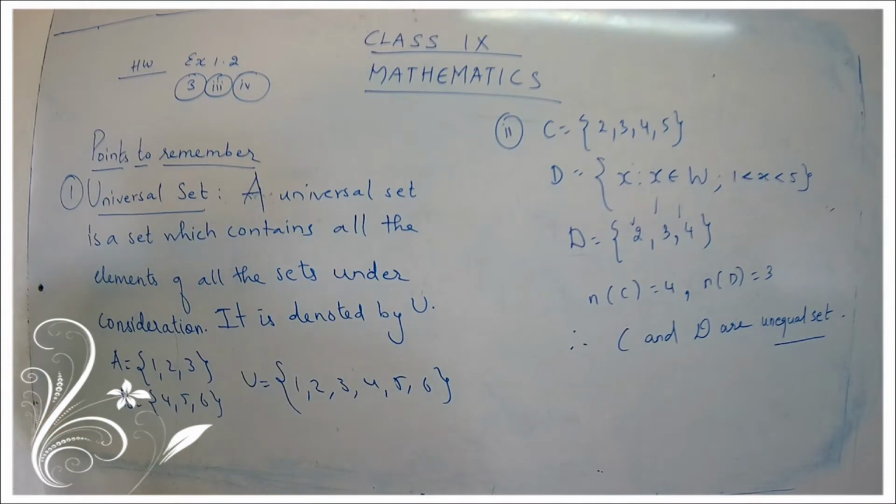So, you can just take an example. A is 1, 2, 3, B is 4, 5, 6. You can write U as 1, 2, 3, 4, 5, 6. U is a universal set. The symbol, the short form used for writing universal set is U, capital U. You have to write a capital U.